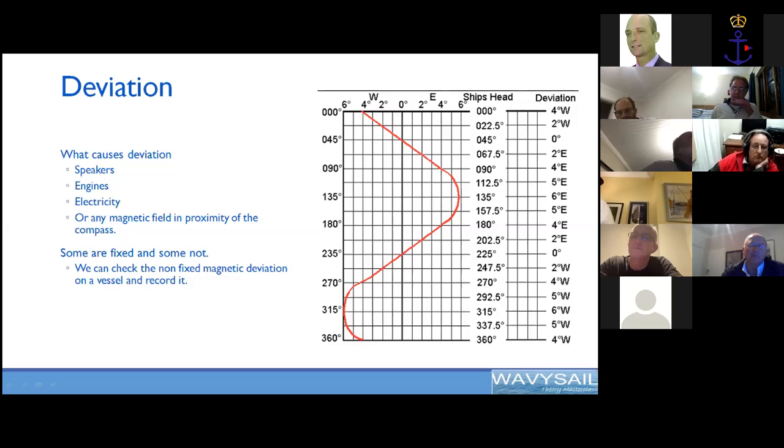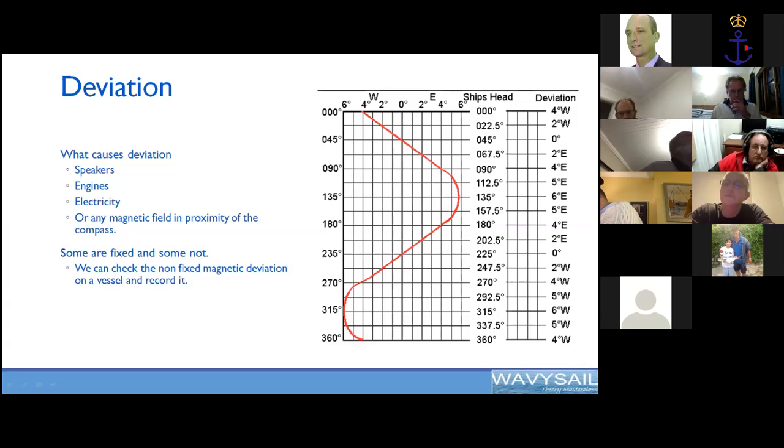Yeah, but I hear you, but I think if you're correcting for deviation, for example, the leeway part needs to be at the end if you go from true to compass, or am I thinking of that incorrectly?